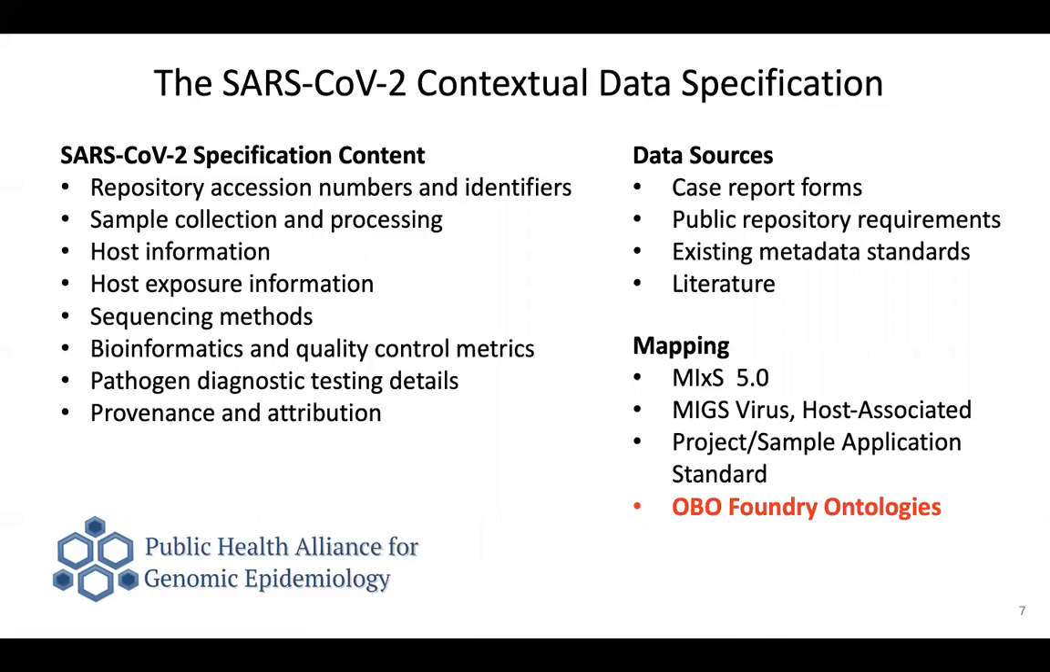The vocabulary for the standard was sourced from a variety of different case report forms, as well as public surveillance and repository requirements, existing metadata standards, and ongoing advancements in the literature. To highlight where our standard overlaps with existing standards and where the gaps were, we carried out a mapping exercise to a number of existing standards. And currently, we're mapping all of our vocabulary to existing OBO Foundry ontologies.